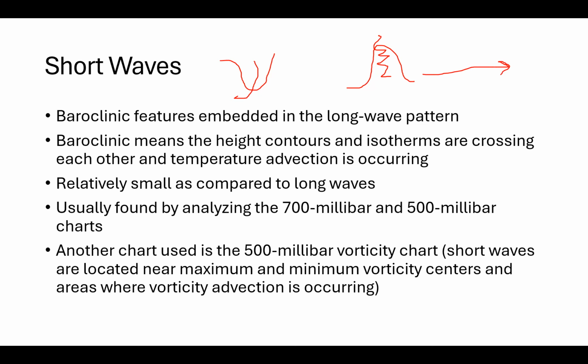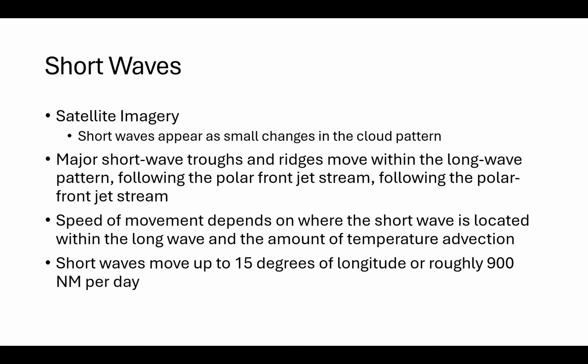All right, and that's why it's so important to look at the atmosphere in 3 dimensions. You have to look at the 700 and the 500 millibar weather charts to identify these short waves. You can also look at the 500 millibar vorticity chart to locate, hey, where is my maximum vorticity center, letter X? Where's my minimum vorticity center, letter N? Where's my vorticity advection occurring? Where's my temperature advection occurring in addition to the vorticity advection?